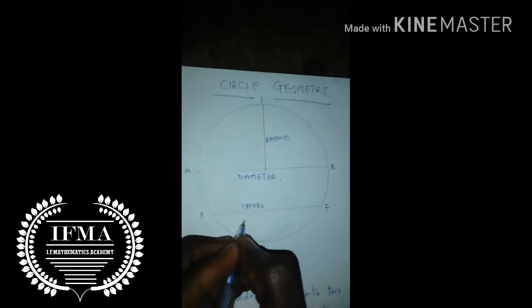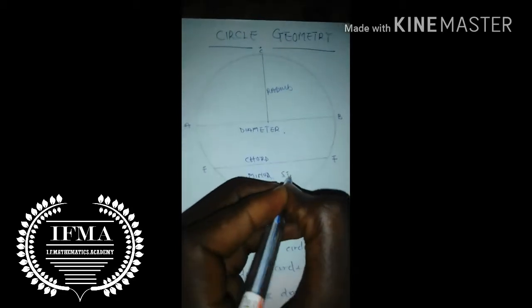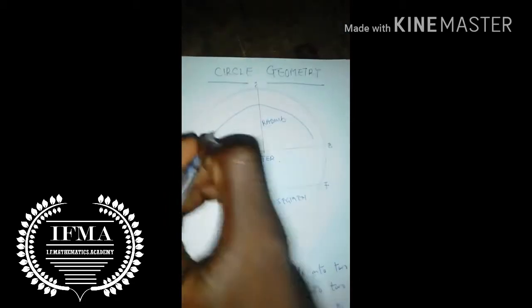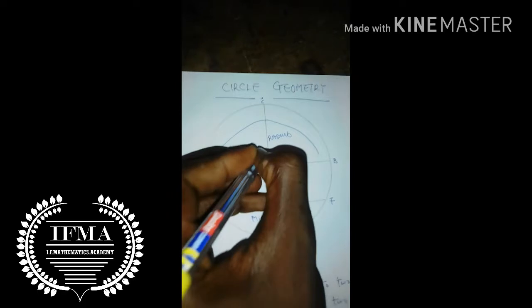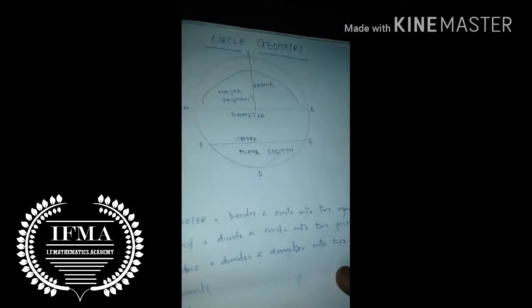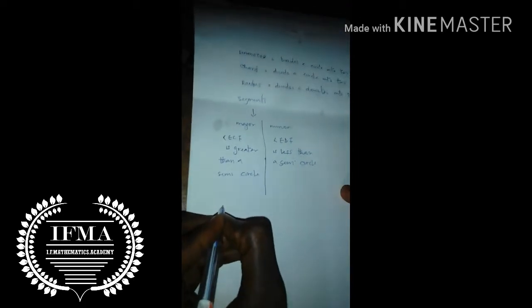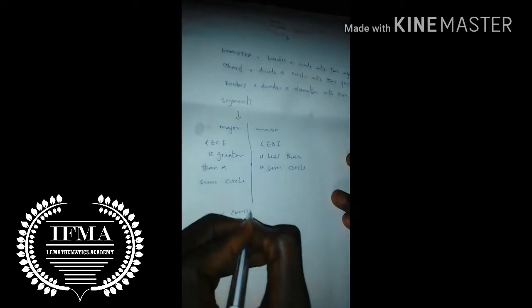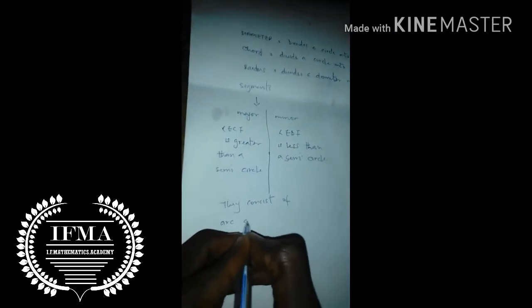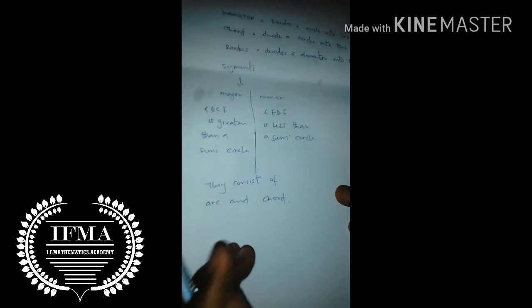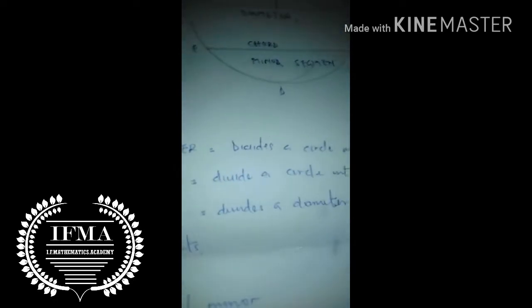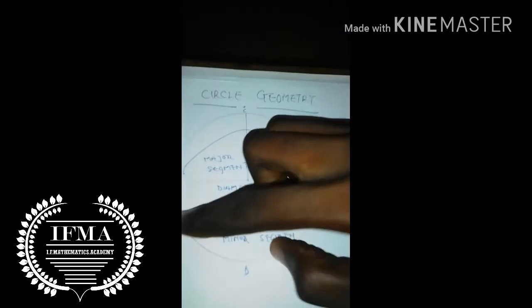This part is the minor segment, and this part is the major segment. So the major segment and minor segment consist of the arc and the chord. Without these two things, we can't get any segments of a circle. And the chord is the line that divides a circle into two parts. That is why we have this part in the circle.